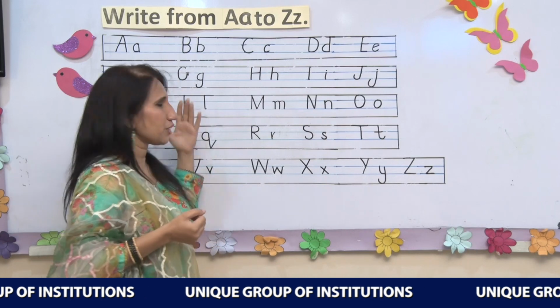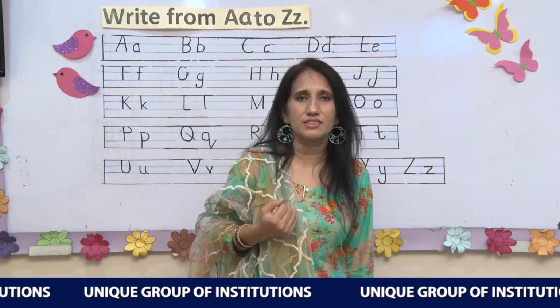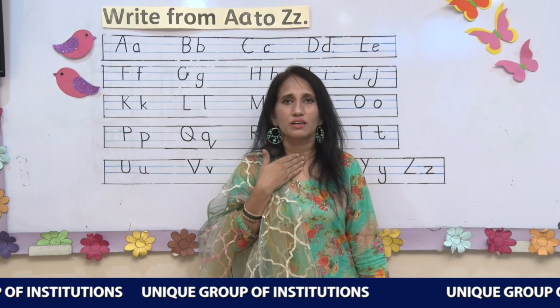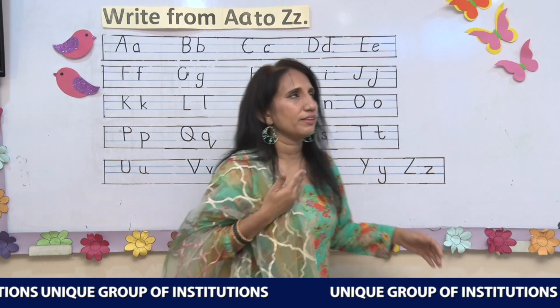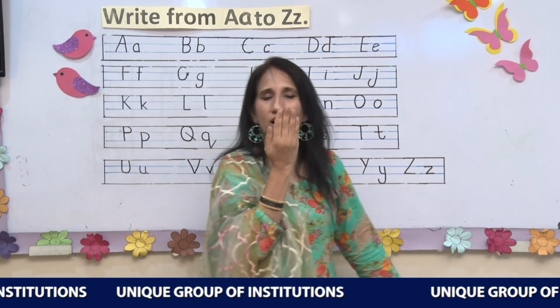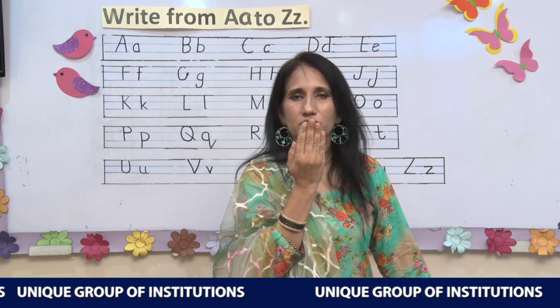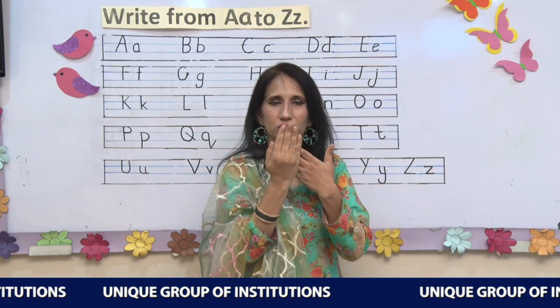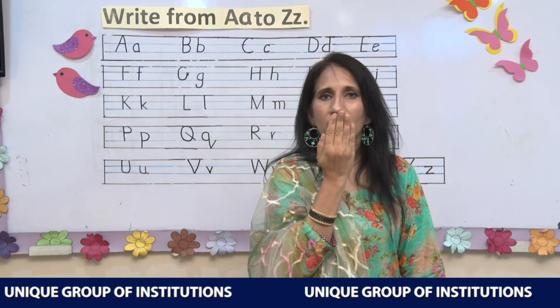Then letter G. The sound of letter G is G. Put your hand over here and you can feel the vibration. G, G, G, G. Then letter H. The sound of letter H is H. Put your hand over your mouth and just say it. You can feel the breath on your hand.